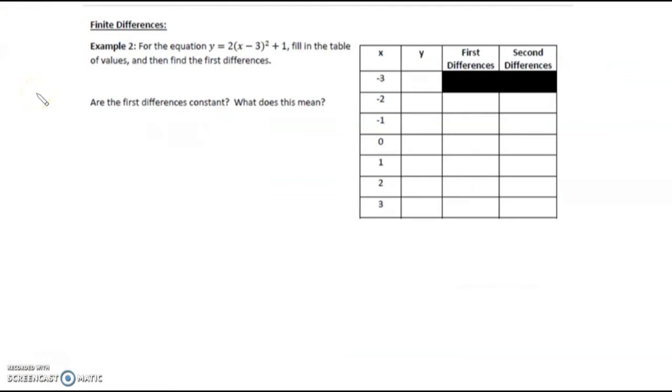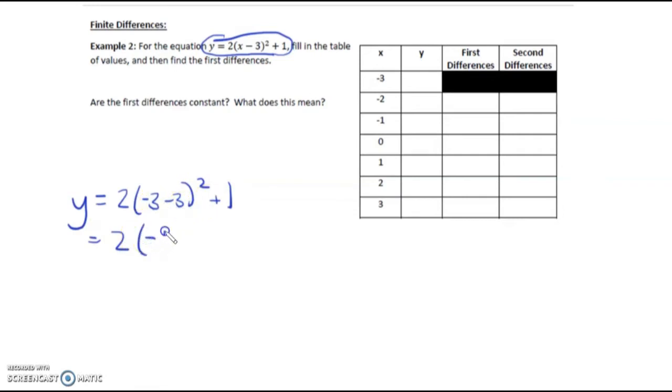Okay, so finite differences. We touched on this in grade 9 with linear equations, and then we touched on it in grade 10 with quadratic equations. Example 1: for the equation y equals 2(x minus 3) squared plus 1, fill in the table of values and then calculate the first differences. If you subbed in these x values, let's say -3: -3 minus 3 is -6, squared, times 2 is 72, plus 1, so we get 73.